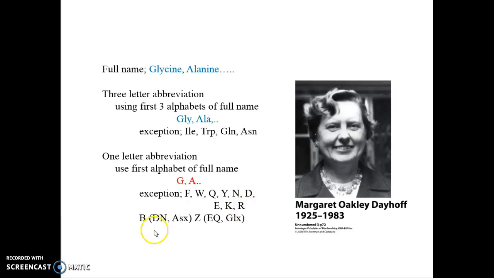In some cases, Asx, or B for the 1-letter name, represents 2 types of amino acids, D and N. Again, Glx, or Z, stands for 2 types, E and Q.